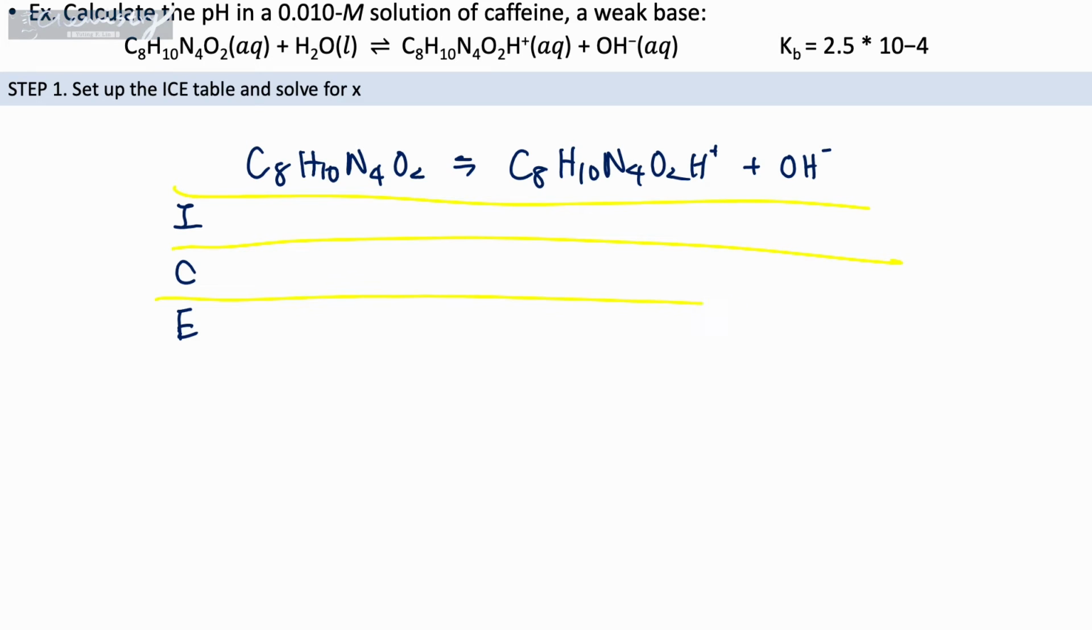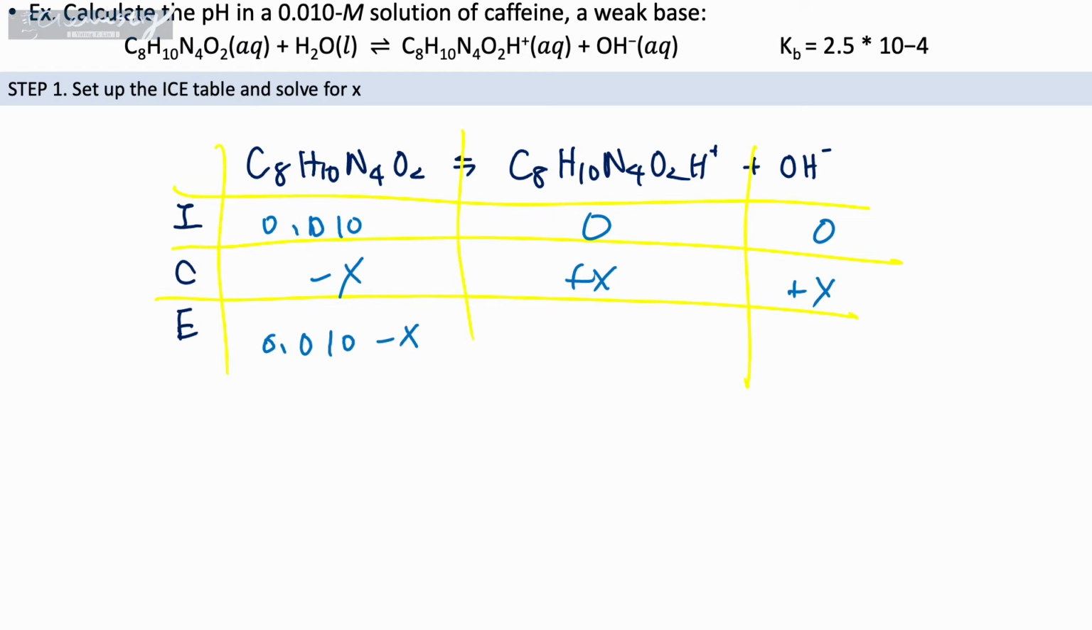So this part, again, I am hoping that by this point you are basically a pro at doing the ICE table. And we can solve for x.